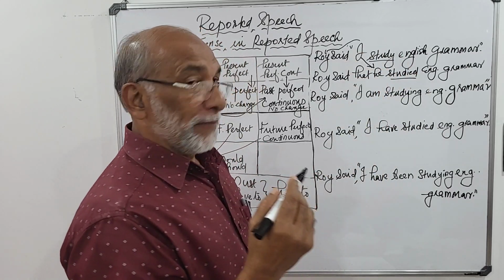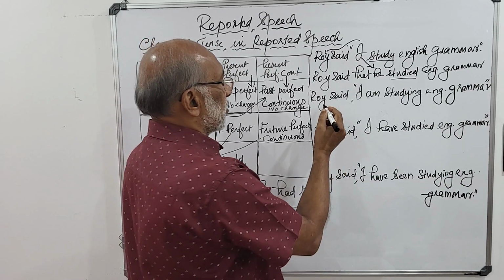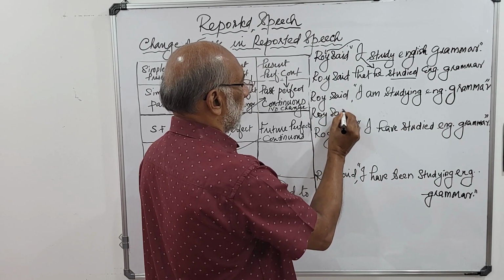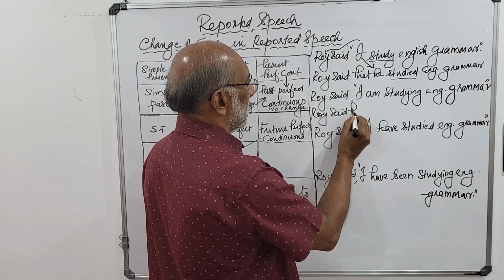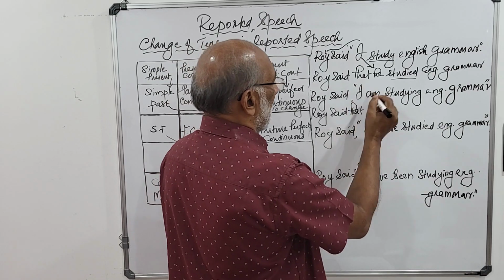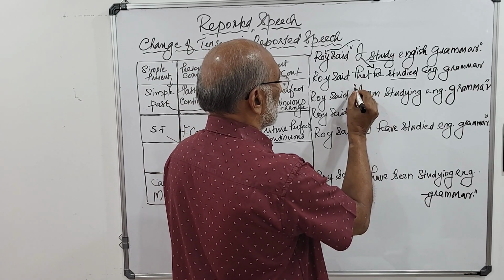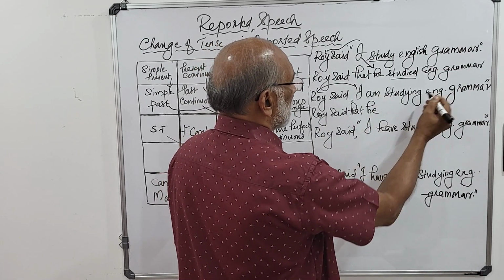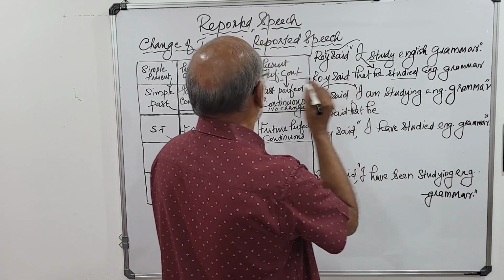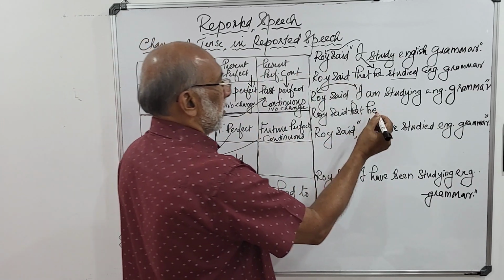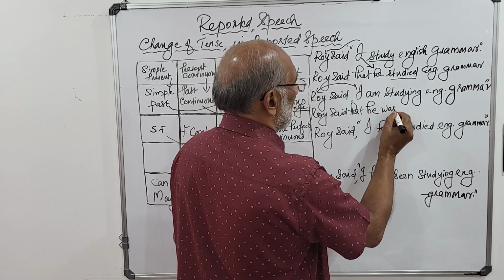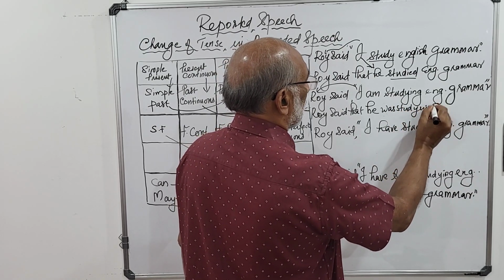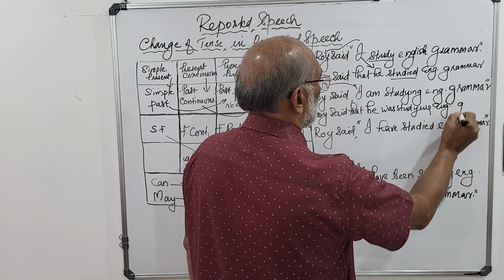Coming to present continuous tense. Let's see. Roy said, here also the conjunction that. I becomes he again, because this I refers back to Roy. He said that he, I'm studying, present continuous becomes past continuous. He was studying English.